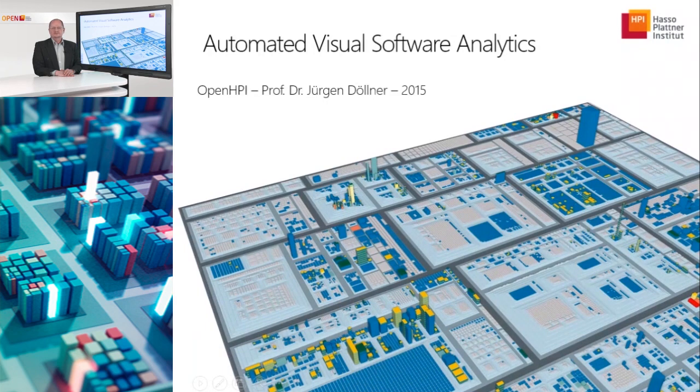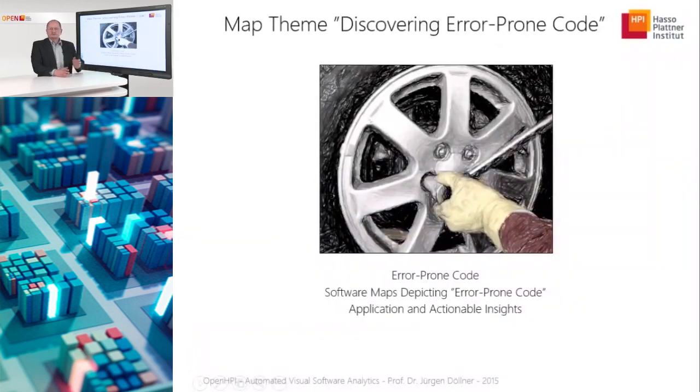Welcome to Automated Visual Software Analytics. This part is about a software map theme called Error-Prone Code. We will briefly outline characteristics of error-prone code. We will see how software maps can depict error-prone code, and we will discuss application and some actionable insights. Let us start with error-prone code.